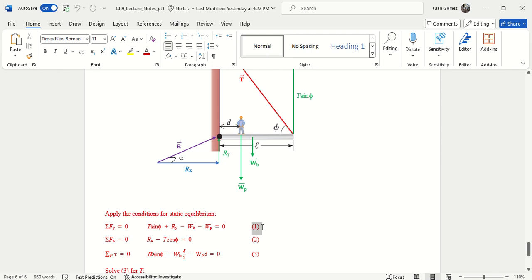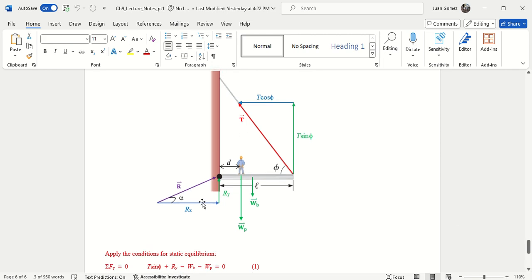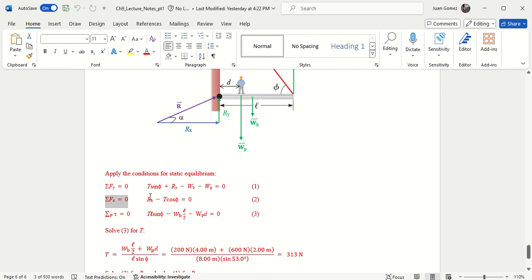That's equation 1. Now let's do the sum of the forces in the x direction equals 0. Well, look at your figure. There's only 2 forces in the x direction. Rx is positive. T cosine phi is negative. Well, then they have to be equal. If they add up to 0, and one is positive and one is negative, they have to be equal. Or we could write it like this: Rx minus T cosine phi equals 0, which means Rx equals T cosine phi. So you can do it either way. But that's equation 2.